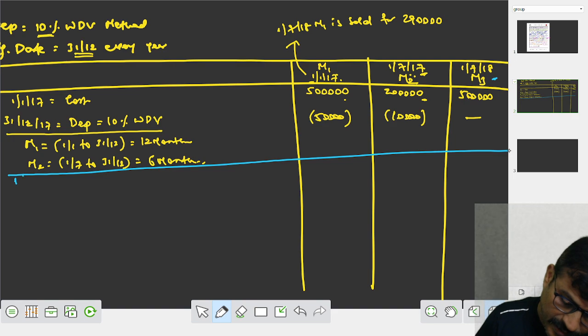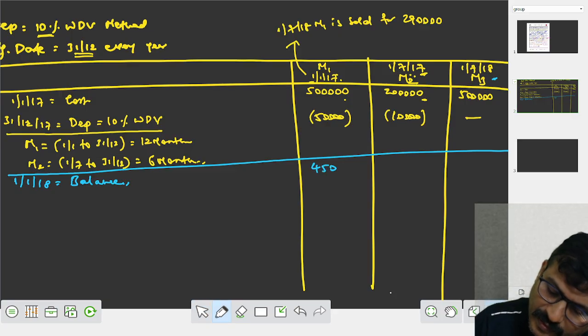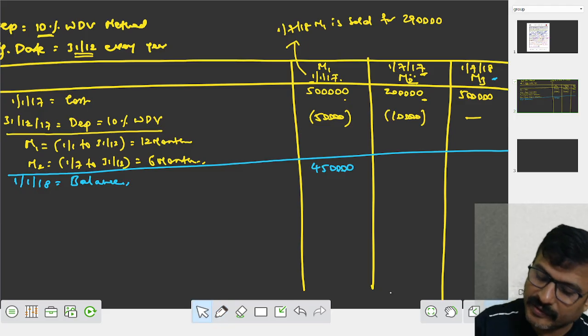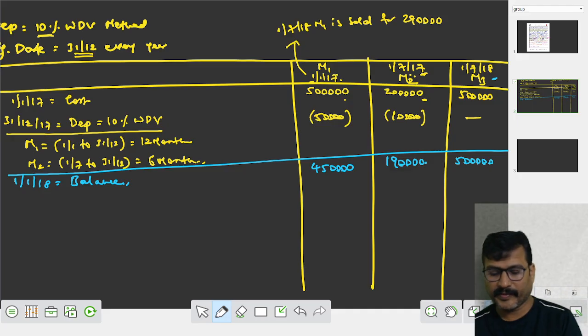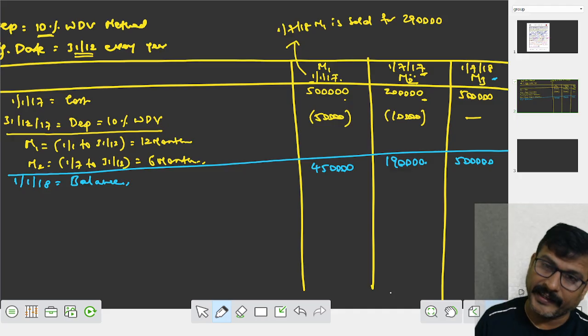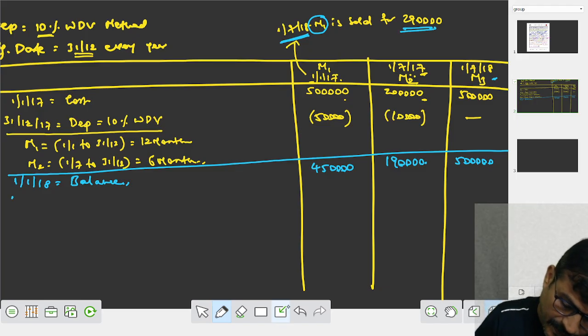Now, what we have to write? 1st January 18, we are getting a balance. Balance of how much? 4,50,000. Here 1,90,000. Here we have the same amount of 5 lakh. Finished. Now we are on January 18. This July 18, M1 is sold for an amount of 2,90,000. Let us write 1st July 18, M1 sold.